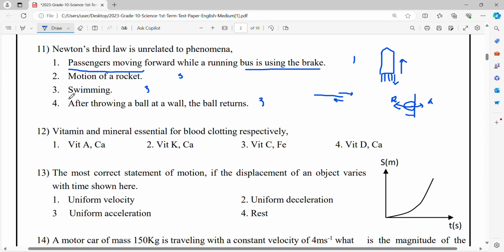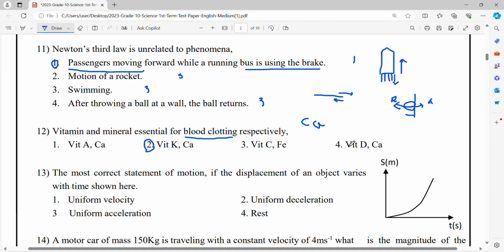So according to this, Newton's first law applies in answer 1. Then move to question number 12. Vitamins and minerals essential for blood clotting. During blood clotting, the mineral calcium and vitamin K are essential.